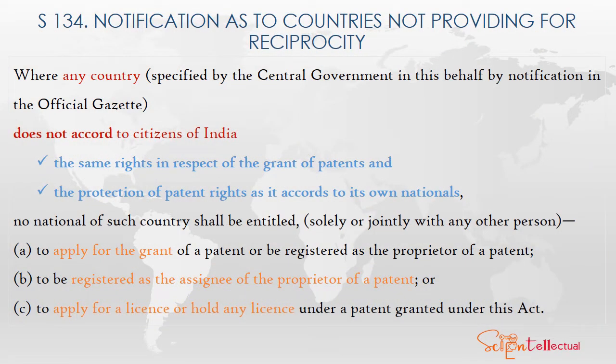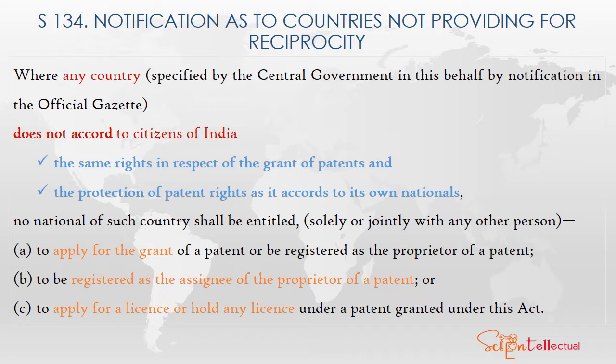Section 134, notification as to countries not providing for reciprocity. As reciprocity is an important factor in case of convention countries, because they should treat Indian citizen in the same manner as their own citizen in respect of grant of patent or patent right. So, notification as to countries which are not providing that reciprocity is also an important factor.